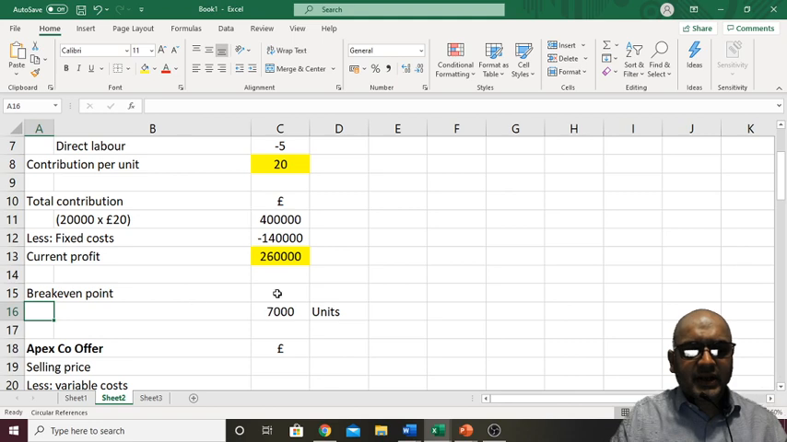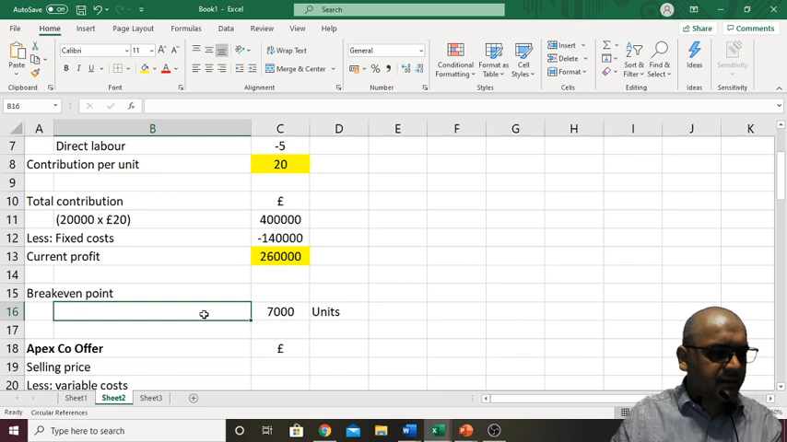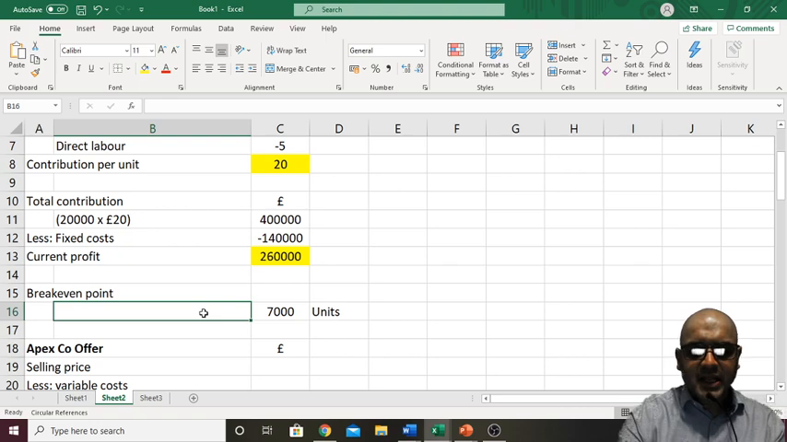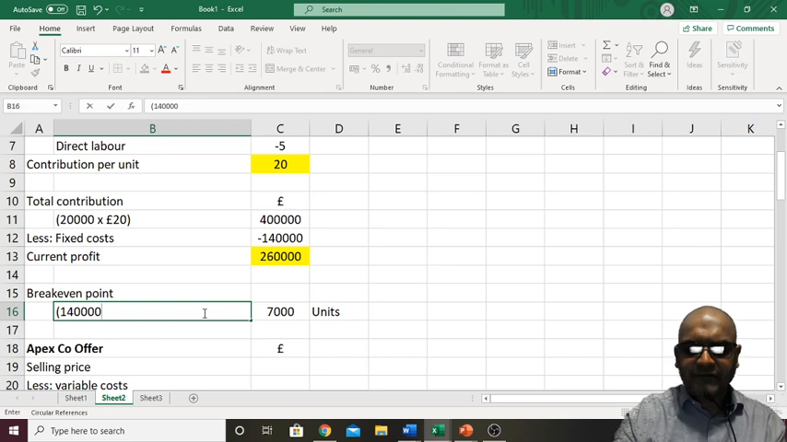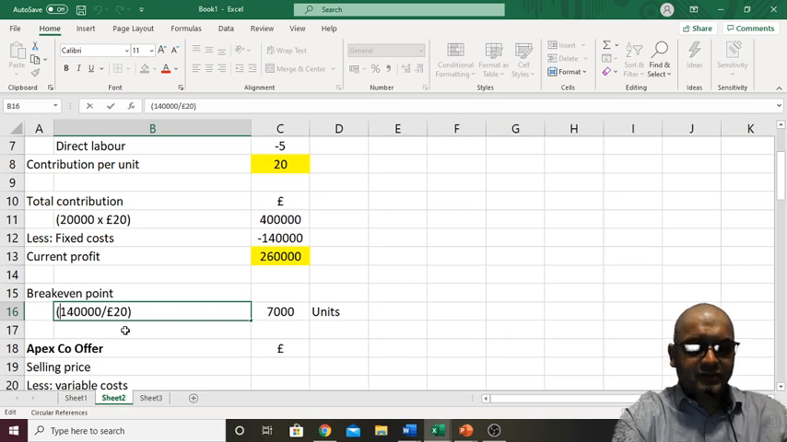Let's quickly work out the break-even point for the current number of units that we are selling. Remember, break-even point is where there is no profit, no loss, or where the fixed costs are exactly equal to the contribution. So I take all fixed costs and divide by contribution per unit, and I get 7,000 units, which means if I sell 7,000 units and each unit provides £20, I will have recovered £140,000 worth of fixed costs.